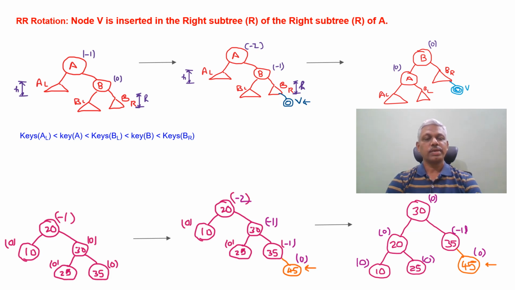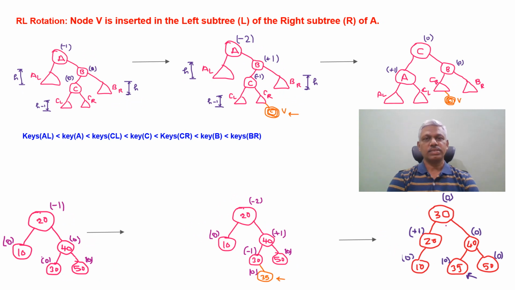Now we look into the example here. 20, 10, 30, 25 and 35, balances are calculated. 45 is added as the right child of 35. If we recalculate the balance factors, the balance factor at 20 is lost. Again, we apply the left rotation on this. 30 is pushed upwards, 20 downwards, and if we recalculate the balance factors, balance is achieved.